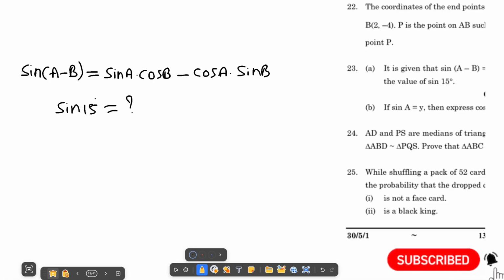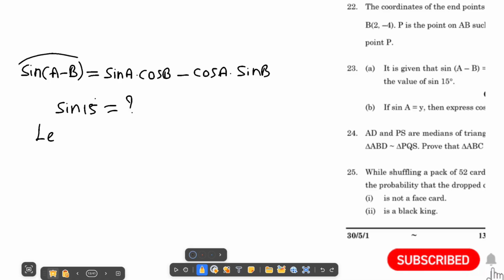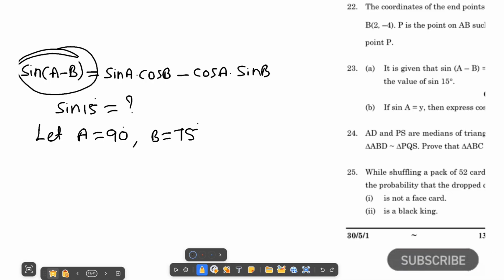So what is sin 15 degrees? See, here we have sin (A minus B). So let us think that A is 90 degrees and B is 75 degrees, because A minus B means 90 minus 75, which is 15 degrees. That's how I have taken it here. So A is 90 and B is 75, and therefore this will be equal to 15 degrees.